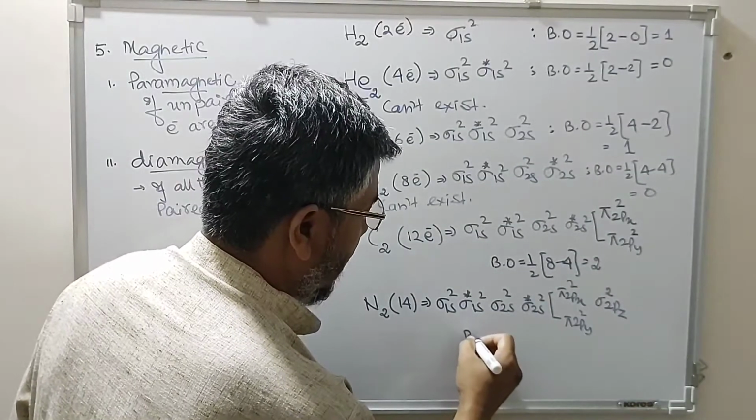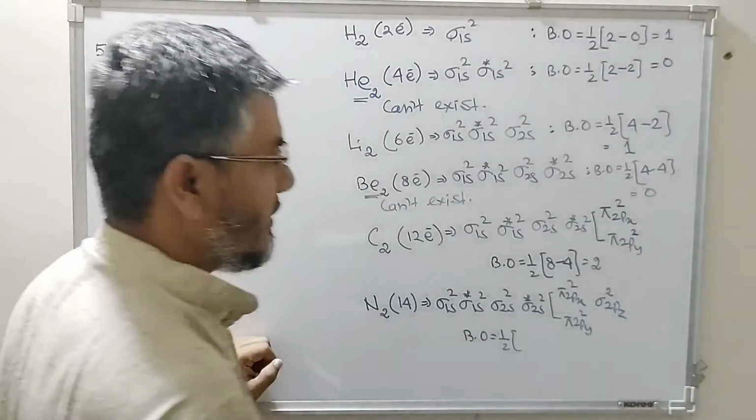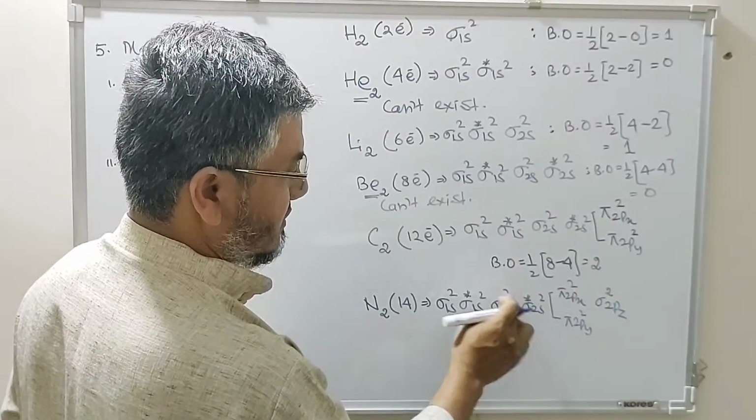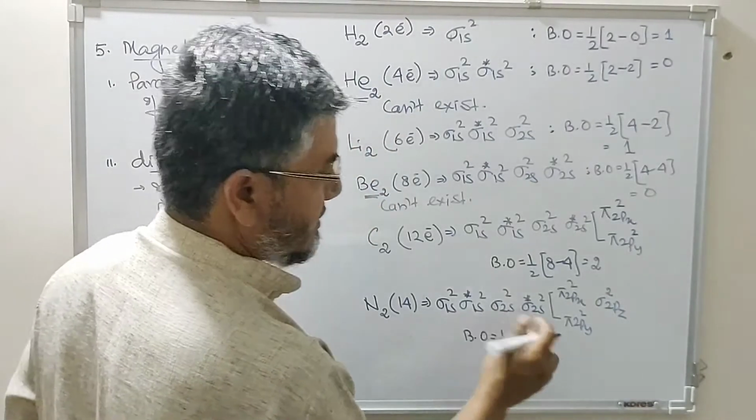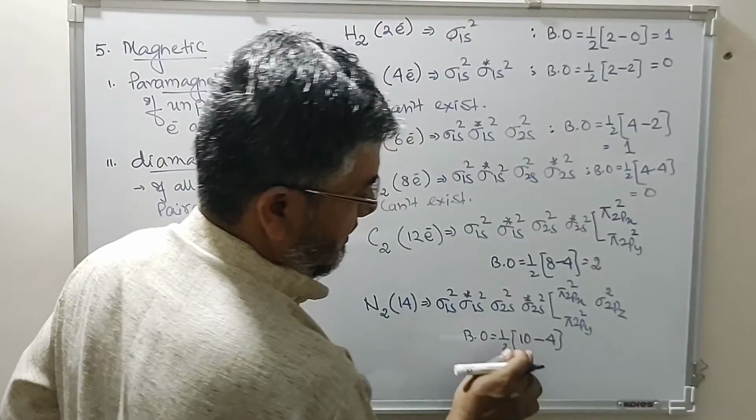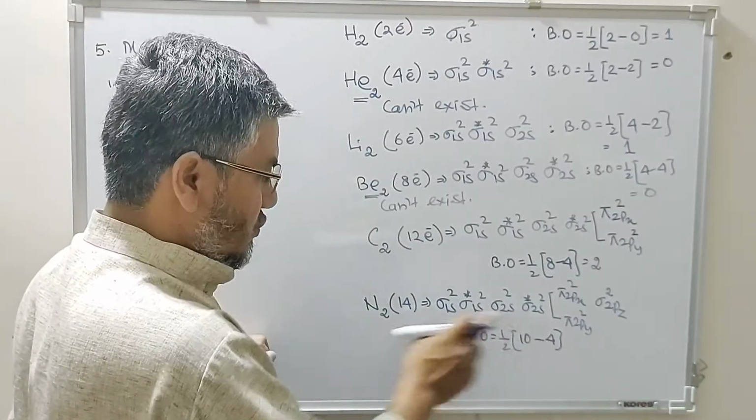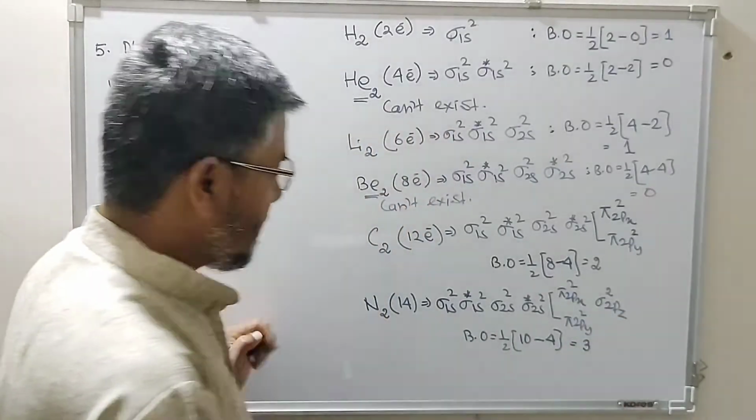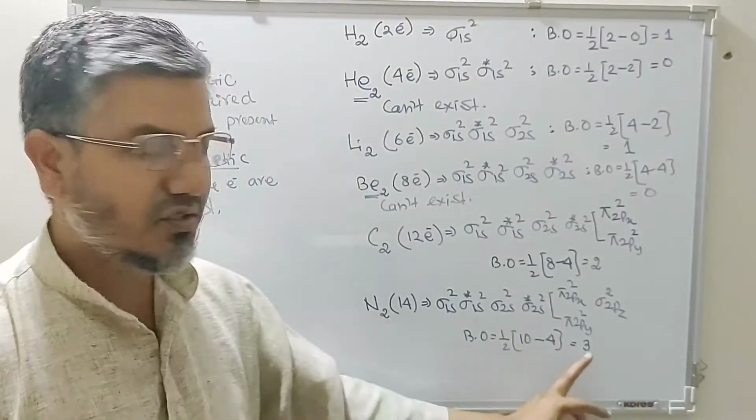So bond order is half the number of electrons in bonding, that is 2, 4, 6, 8, 10. The number of electrons in anti-bonding is 4. So look at this, electrons in bonding is greater than electrons in anti-bonding, so this is stable. So nitrogen, the bond between nitrogen and nitrogen is a triple bond.